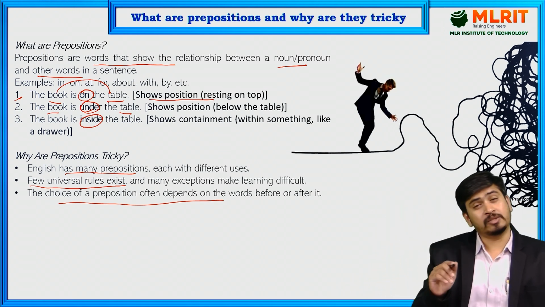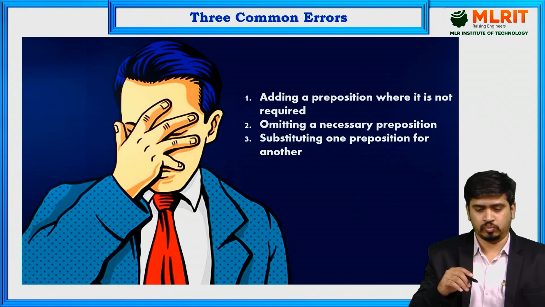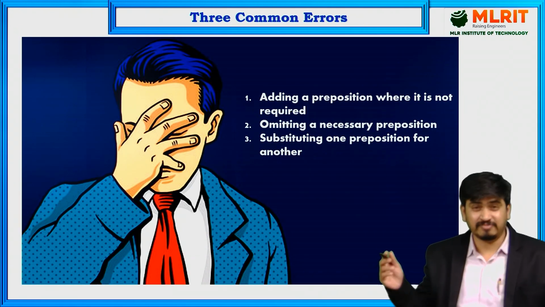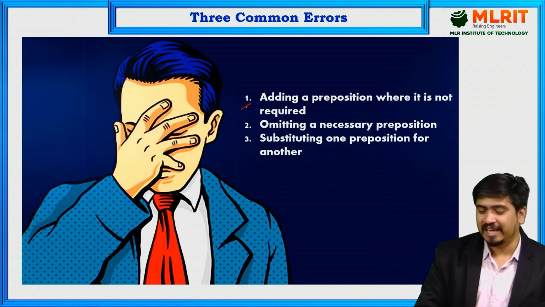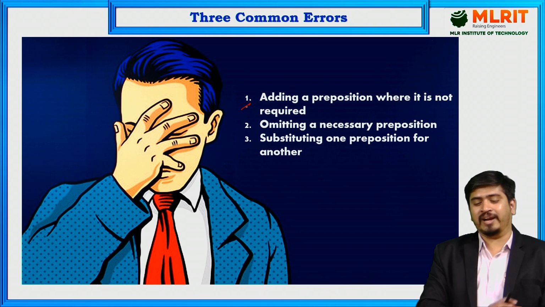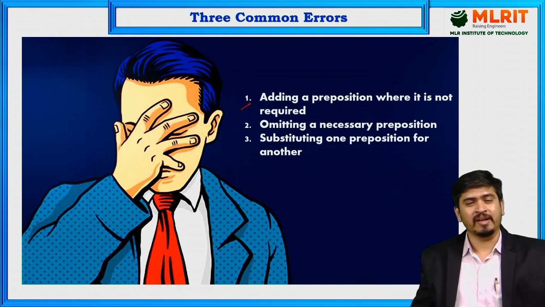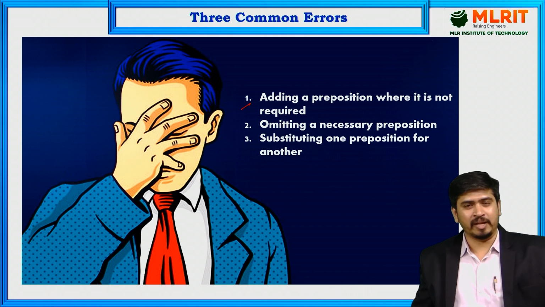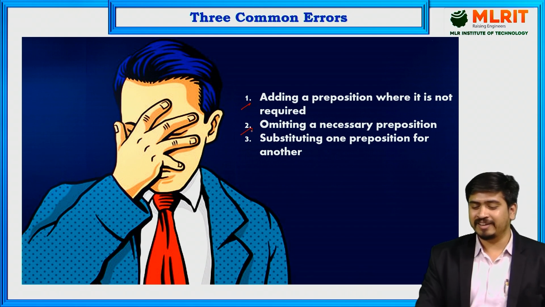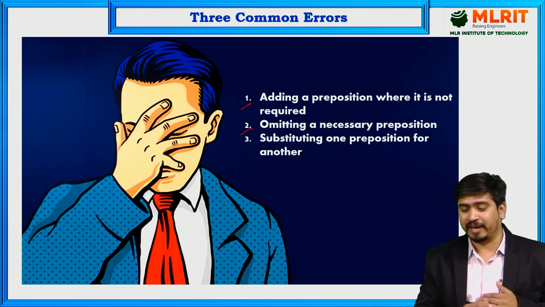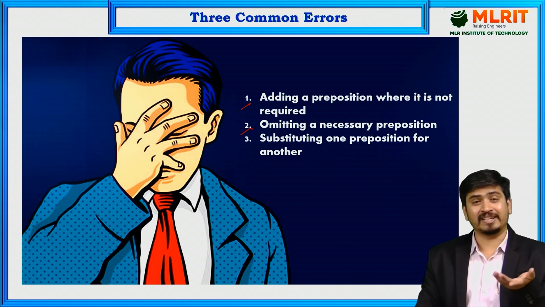Now, let's go into the common errors which most of us make. These are the common errors we make. First one, adding a preposition where it is not required. In a sentence, a preposition is not required, but still we end up putting a preposition there. That's the first common error. Next one, opposite to it. A preposition is necessary, but we don't use it. That is the next common error.